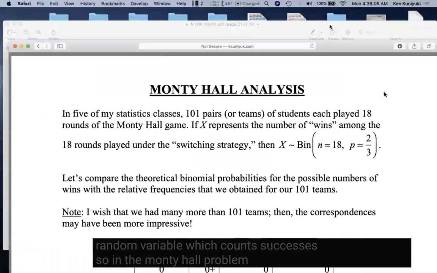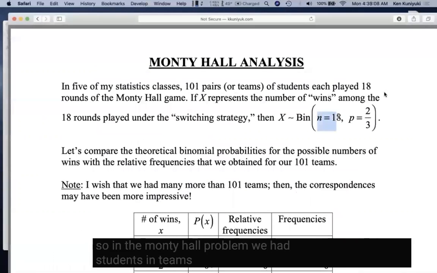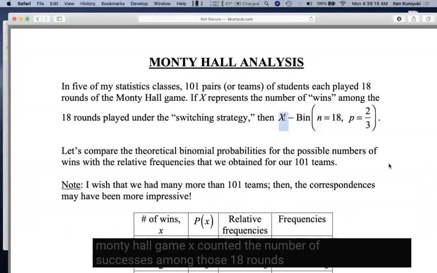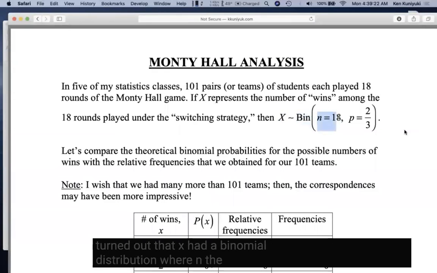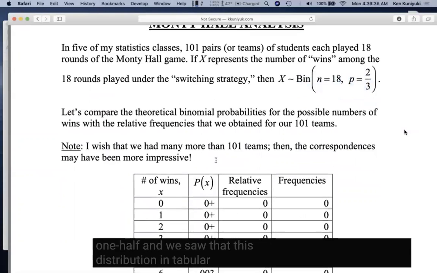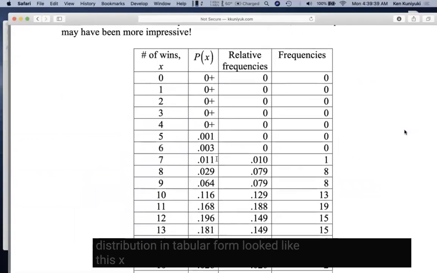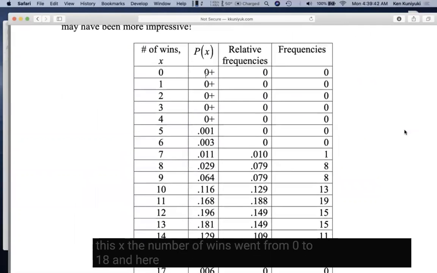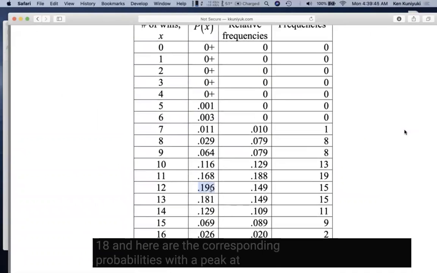So in the Monty Hall problem, we had students in teams play 18 rounds of the Monty Hall game. X counted the number of successes among those 18 rounds. And it turned out that X had a binomial distribution where n, the number of trials or rounds, was 18, and p, the success probability per round, was, perhaps surprisingly, 2/3, not 1/2. And we saw that this distribution in tabular form looked like this. X, the number of wins, went from 0 to 18, and here are the corresponding probabilities with a peak at 12.